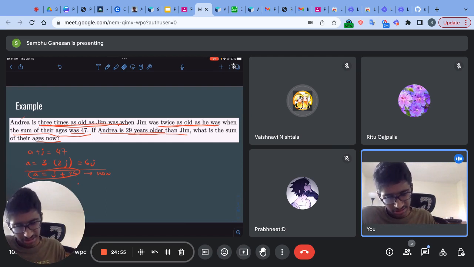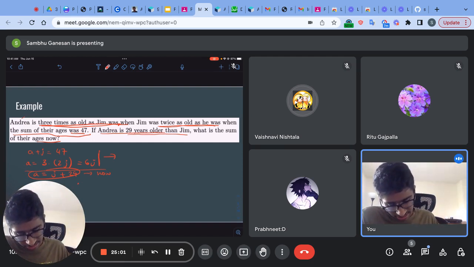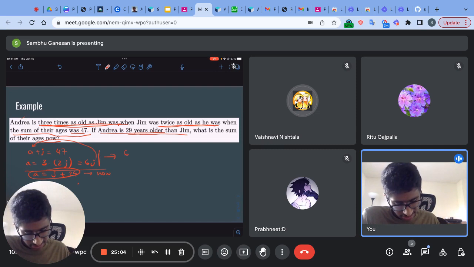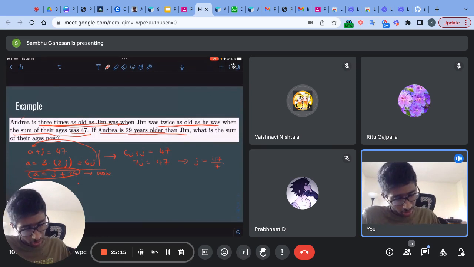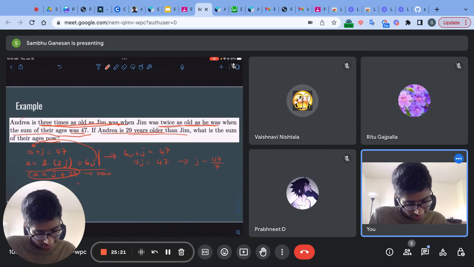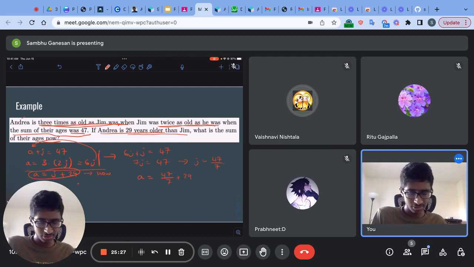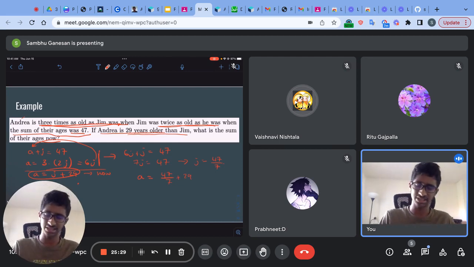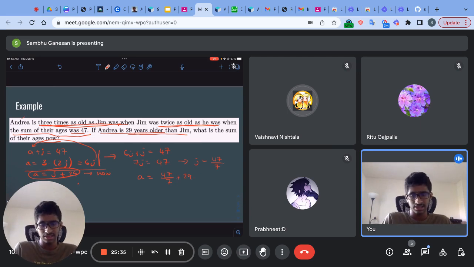You can't substitute that. You had to use these two equations. So you substitute this value in here, and you get 6J plus J equals 47, or 7J equals 47, or J equals 47 over 7 years old. Now you know that Andrea is 47 over 7 plus 29. Whatever those values sum up to, you add them up and that's it. I don't want to go through the computation because it's a messy problem, but as long as you understand the concept, that's fine. Does everyone understand this?